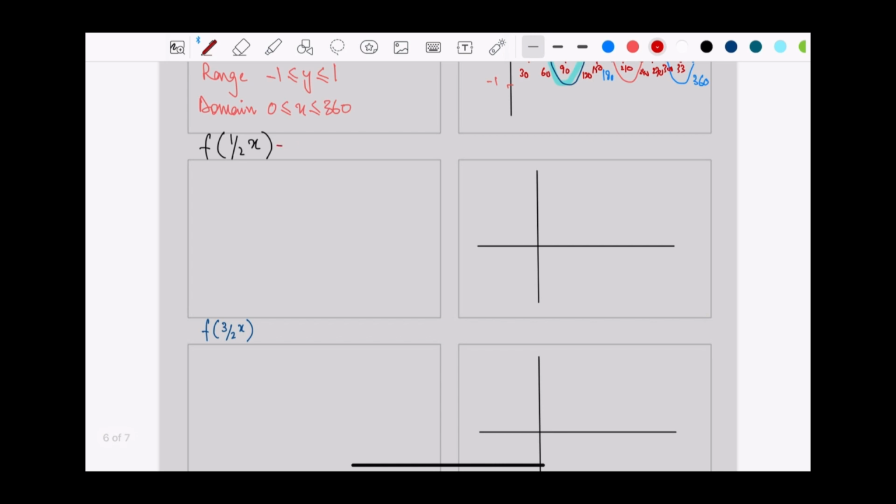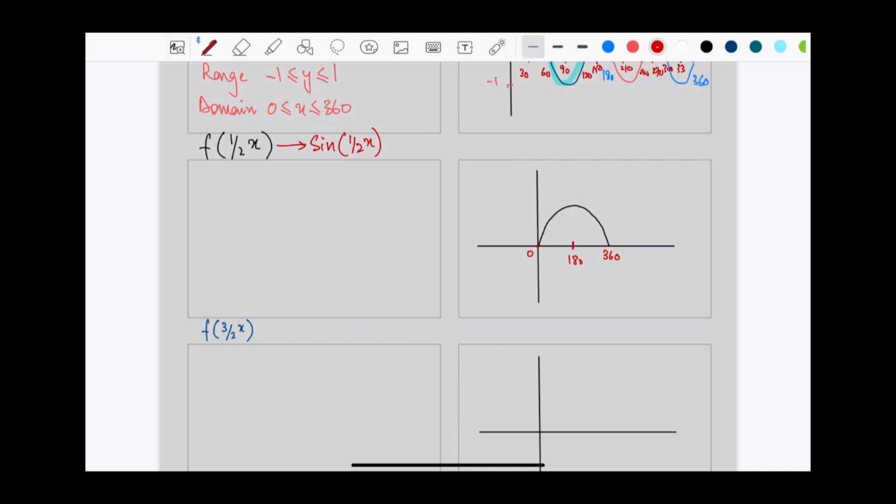So f of half of x means sine 1 over 2 of x. Which means that within that 360 degrees, there will be only half a wave completed. So let's draw that out. So this is the half wave. That's it. And if I want to draw the full wave, let's first label it. So this is 360, the half wave. Half of that is 180. This here is 0.